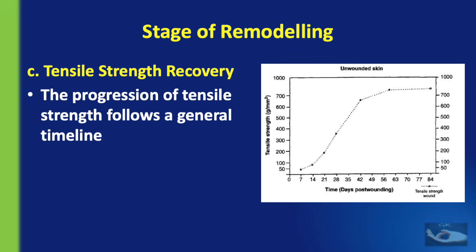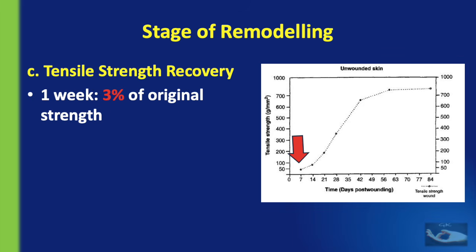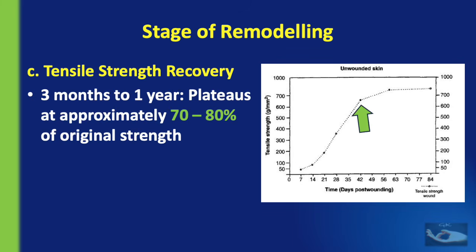The progression of tensile strength follows a general timeline where 3% of the original strength is gained by 1 week, 20% of the original strength is gained by 3 weeks, and by about 3 months to 1 year, there is a plateau in the increase of tensile strength at approximately 70 to 80% of the original strength.